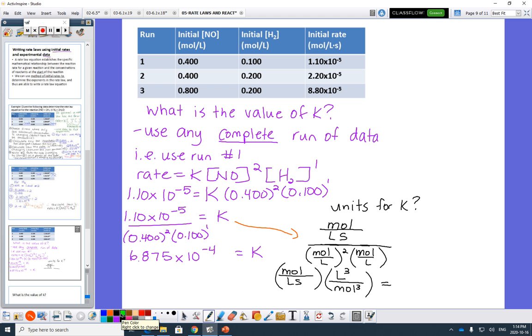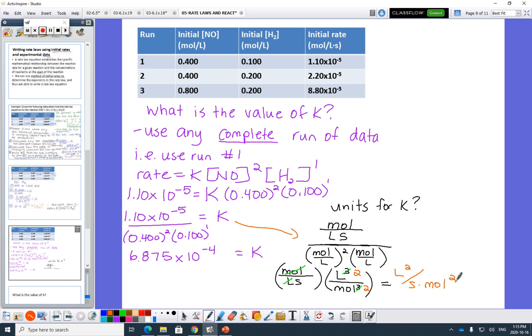And now things will cancel. So we have liters and liters, but there's 3 of them, and only 1, so you get 2. Moles. Okay, so that is liters squared per second mole squared, or if you prefer, mole squared seconds, whatever.